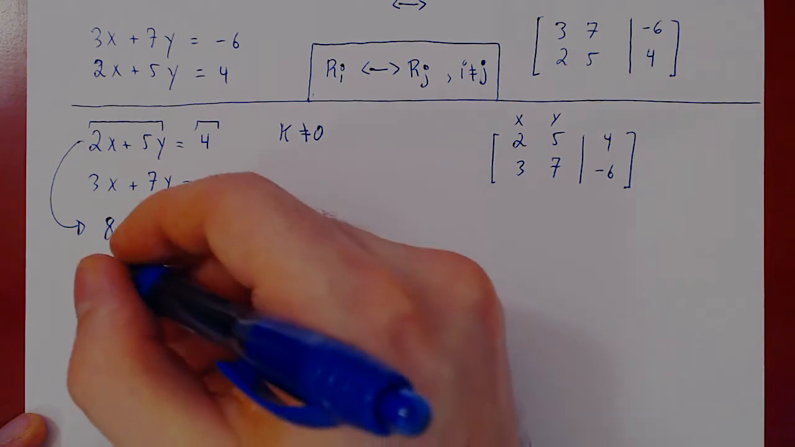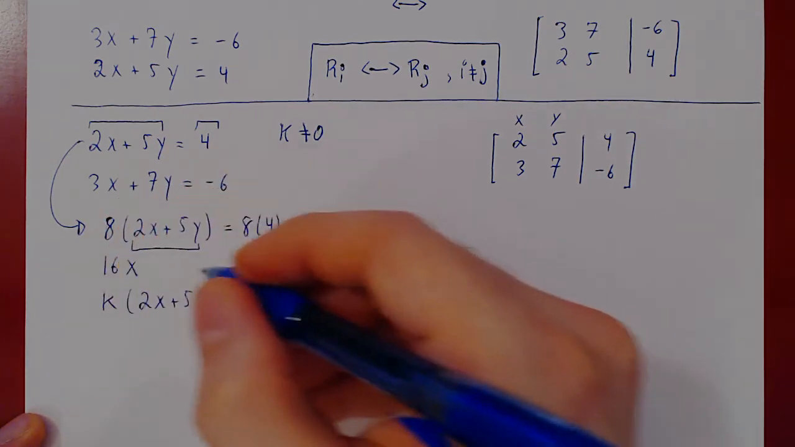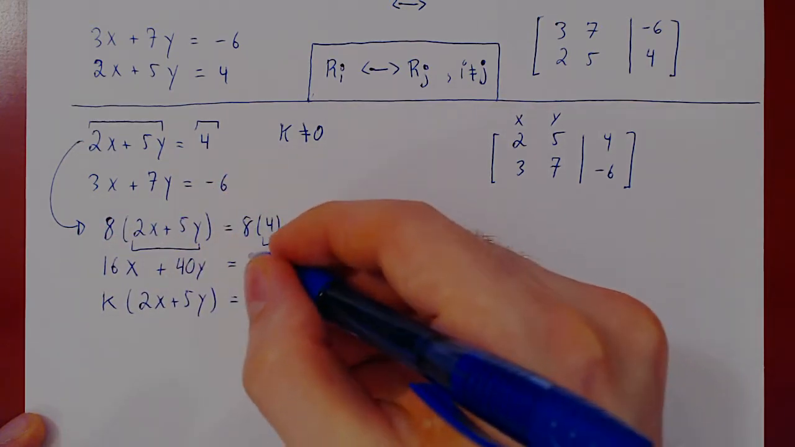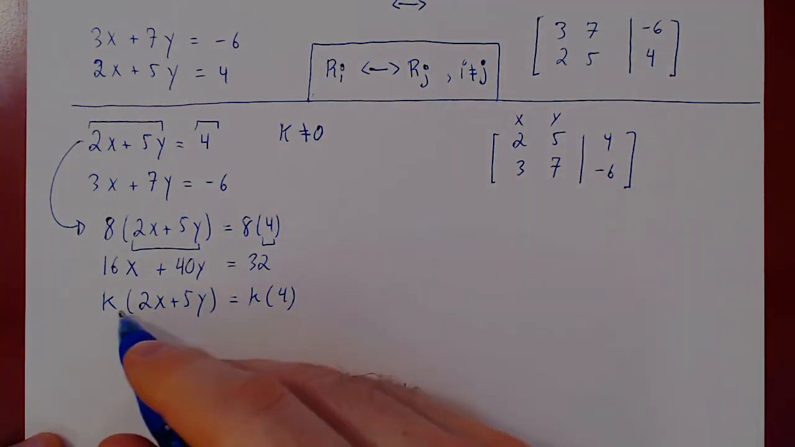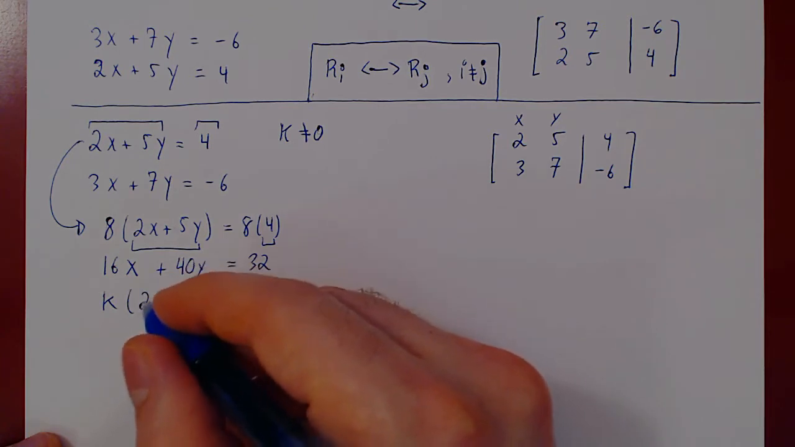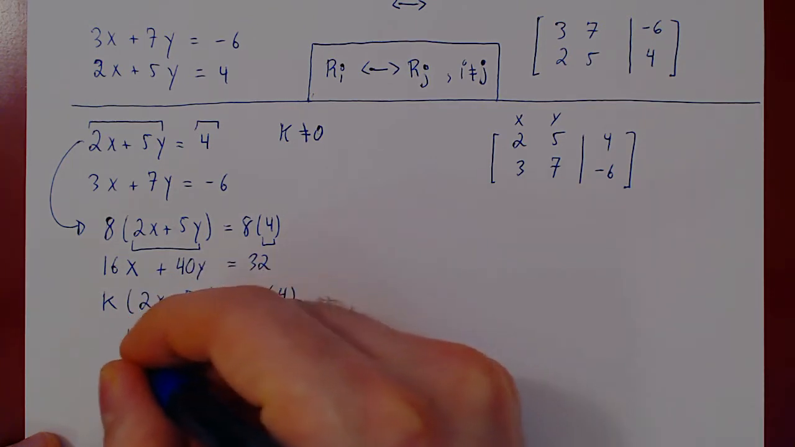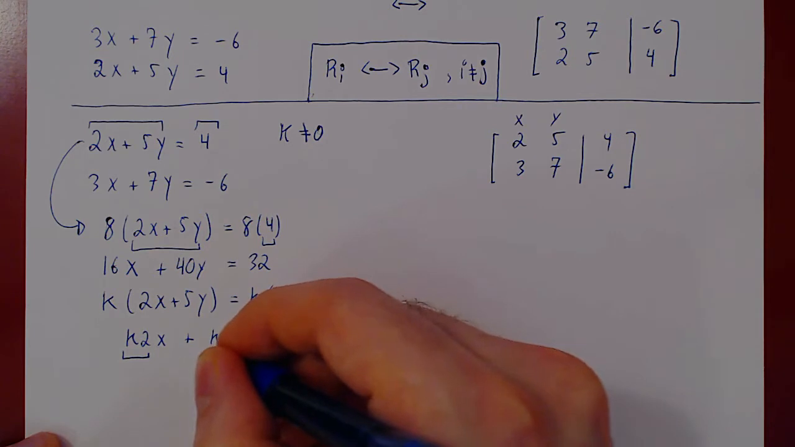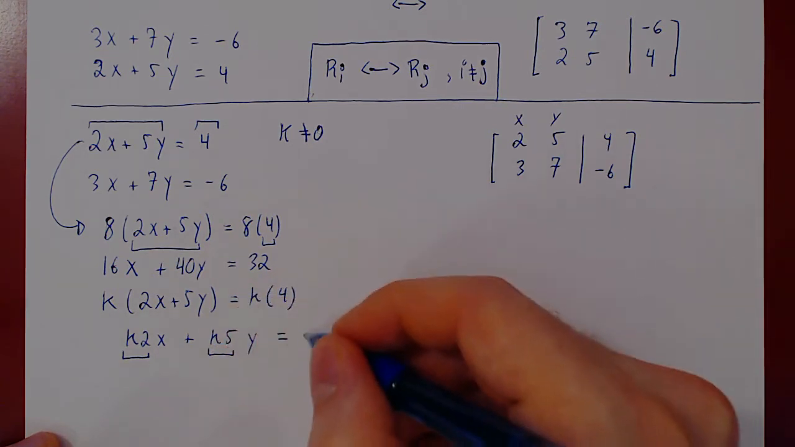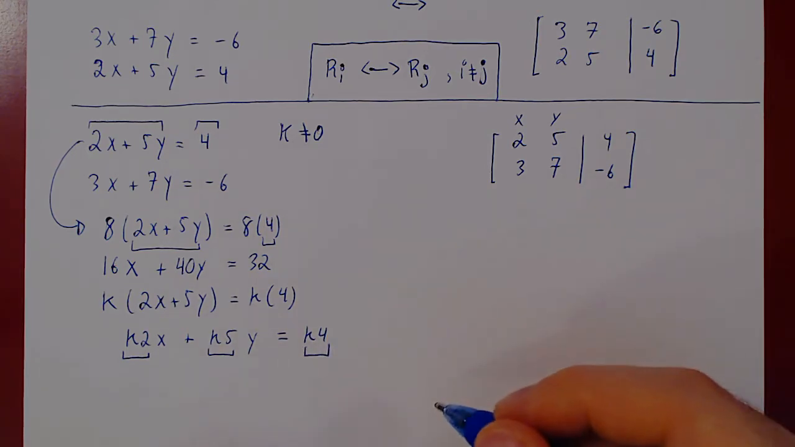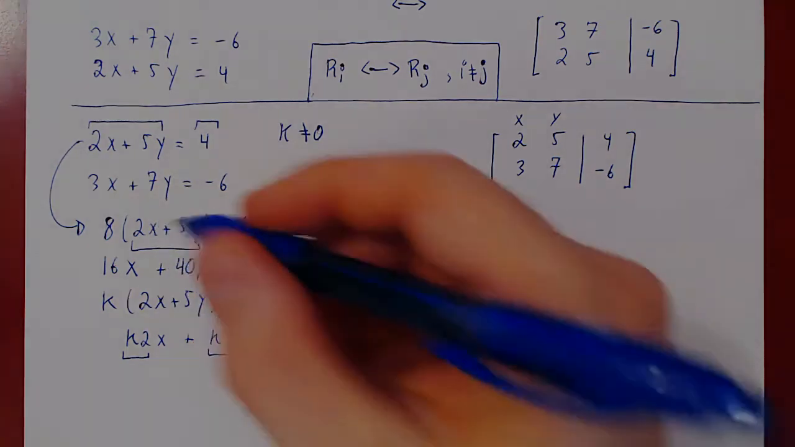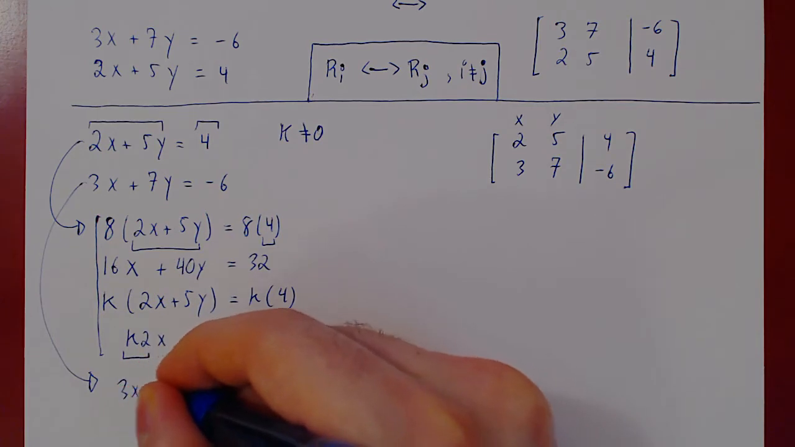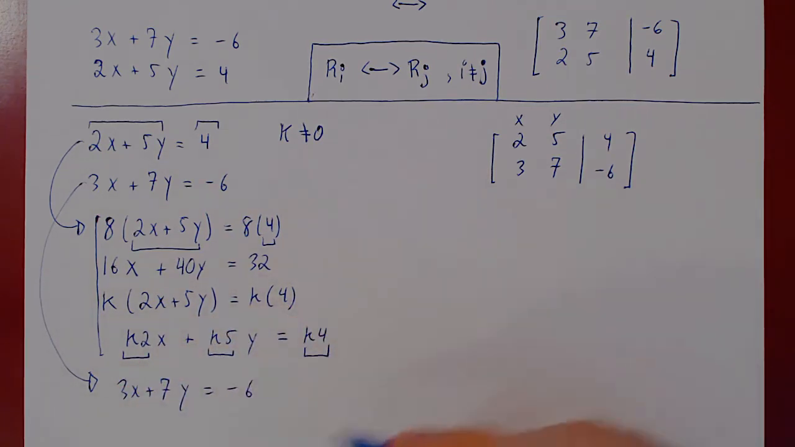We'll get 8 times 2x, which is 16x, plus 8 times 5y, which is 40y, equals 8 times 4, 32. If you multiply across by k, you'll get k times 2x plus k times 5y equals k times 4. And let's see what happens now when we leave the second row unchanged, so we don't touch this one for now. So 3x plus 7y equals negative 6. And we'll leave this one unchanged.